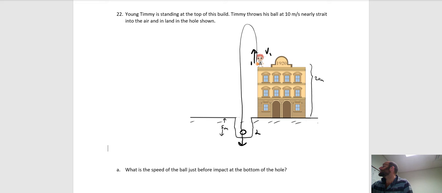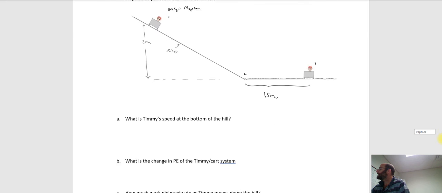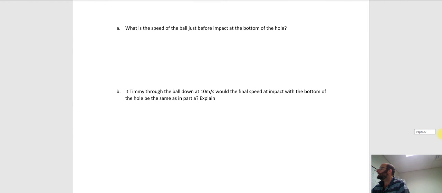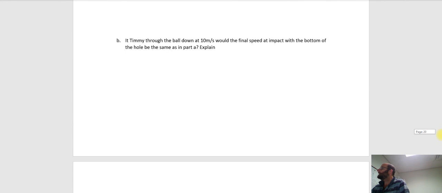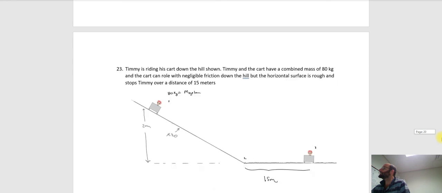Let me get rid of all this stuff here before I move on. All right, so let's take a look at the next one. Actually, there's a part B there. I'll let you folks worry about part B and whether or not you think that'll make a difference. I don't want to do that for you because the explain part is for you folks.